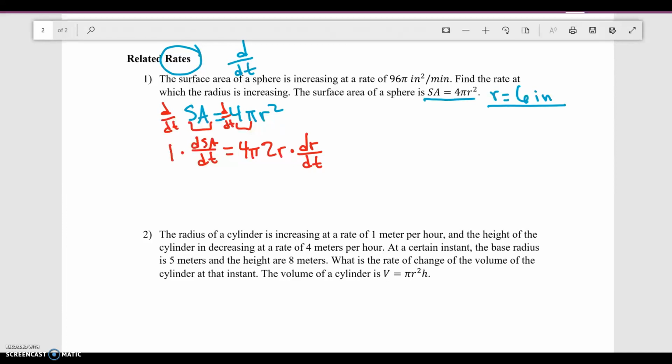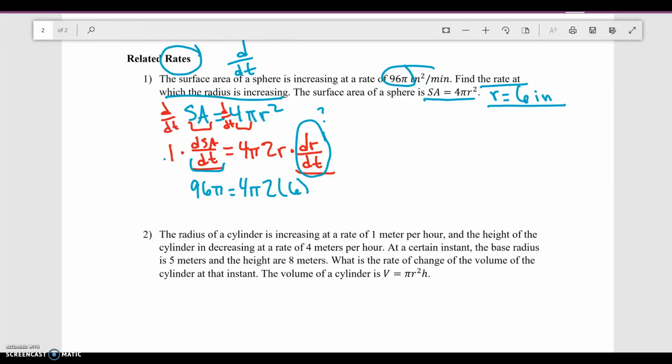Okay, so what are we looking for? Are we looking for dSA over dt, or are we looking for dr over dt? Well, let's look at the problem. The problem says that we want to find the rate at which the radius is increasing. So the rate is this part. This is what we're looking for. I don't know what this is. Do I know the rate at which the surface area is increasing? Yes, I do. That's just 96 pi. So 1 times that is just going to be the same thing. So this is going to be 96 pi is equal to 4 pi times, we know what R is, R is that 6 that I gave you, times dr over dt.